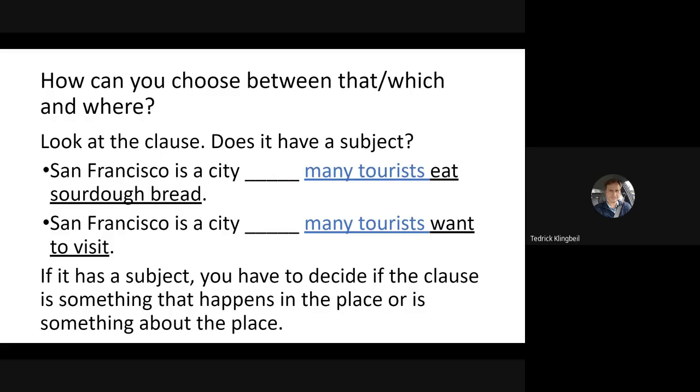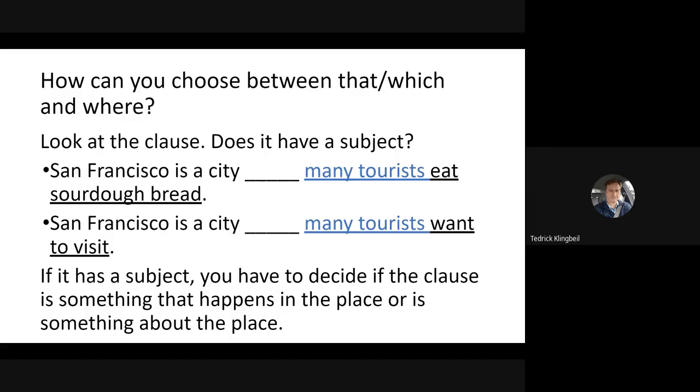How can you choose between that, which, and where? Look at the clause. Does it have a subject? Okay, so San Francisco is a city, blank, many tourists eat sourdough bread. Or San Francisco is a city, blank, many tourists want to visit. Okay? If it has a subject, you have to decide if the clause is something that happens in the place or is something about the place.